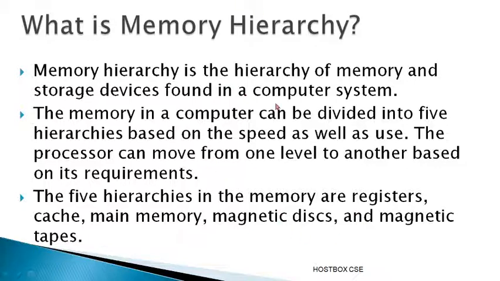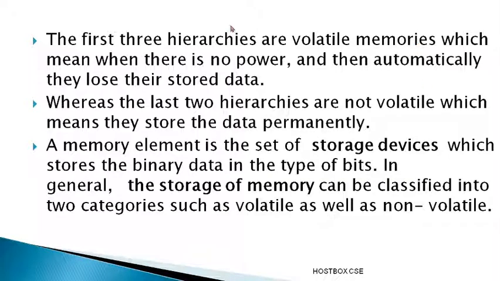The first 3 are important. In the diagram, these are the top levels. The first 3 are called volatile memories, which means when there is no power, they automatically lose their stored data. Whereas the last 2 hierarchies are non-volatile, which means they store data permanently. For example, a pen drive, a floppy disk, though nowadays we don't have those, or CD-ROMs, CDs, DVDs and so on.